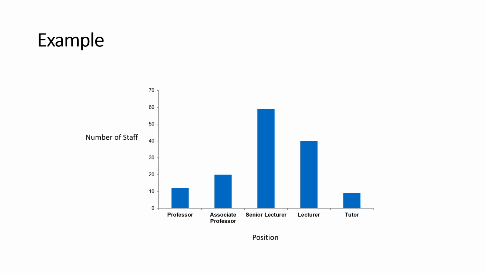Okay, bar graph. So for the number of staff in here, we put professor, senior lecturer, lecturer, and tutor. So you can see most of the staff in our school are senior lecturers, and the fewest are tutors. That's an example of how you summarize the data.